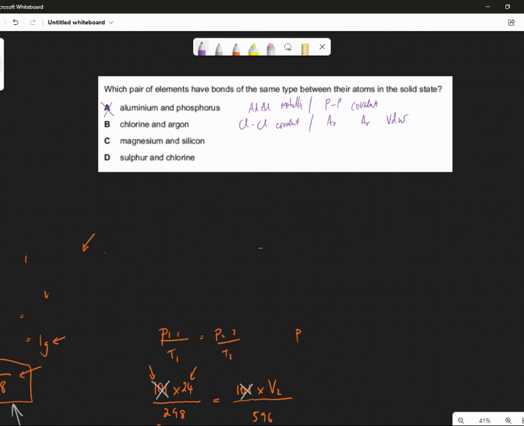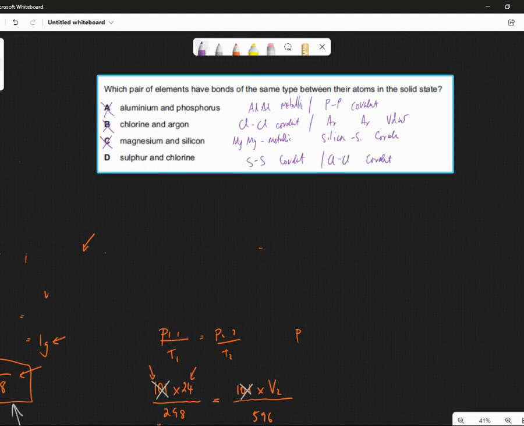Between magnesium atoms and magnesium atoms, it's metallic. Between silicon and silicon, it's covalent. So that's not C and it's not B. Between sulfur, it's covalent. And between chlorine and chlorine, it's covalent. So the answer must be D.